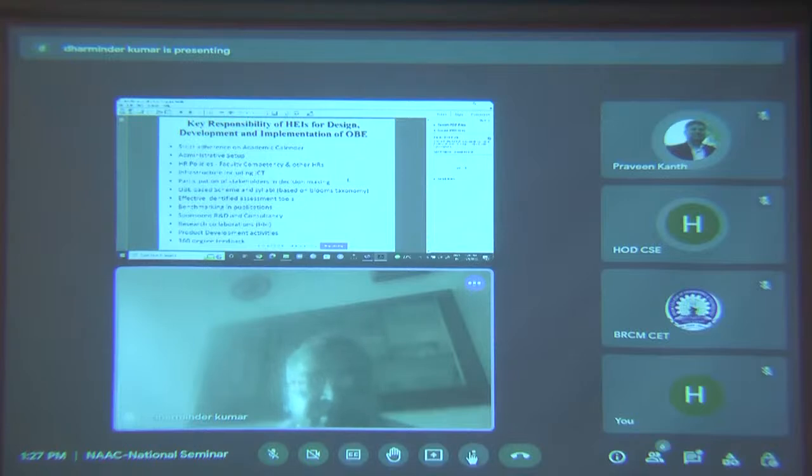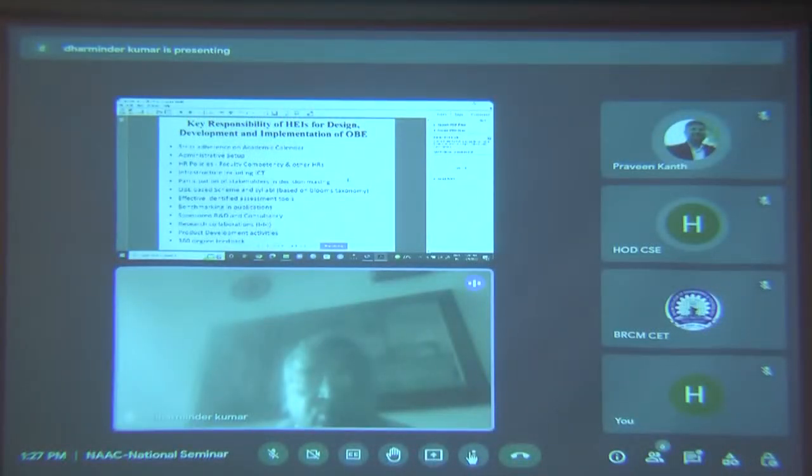Benchmarking and publications, sponsored R&D and consultancy from industry, research collaborations with industry or institutes of repute as well as institutions of national or international importance. Product development activities. As a final product, students should be able to develop products. It may be in terms of actual products like prototypes or IPRs. Or nowadays we are talking about startups. And finally the 360 degree feedback.